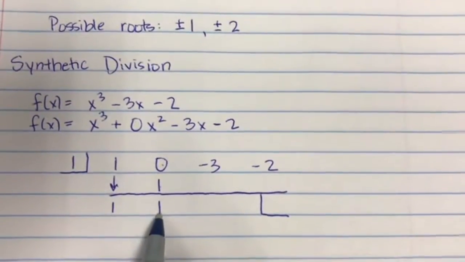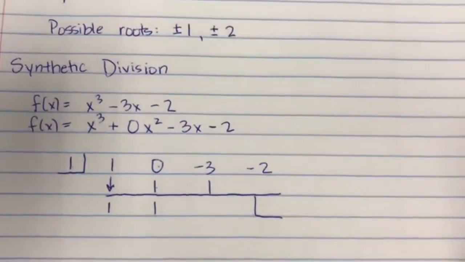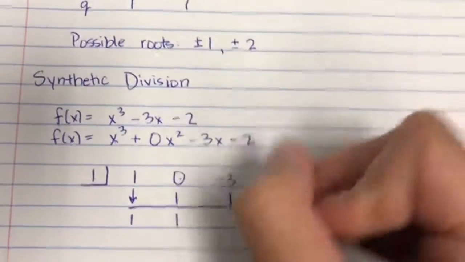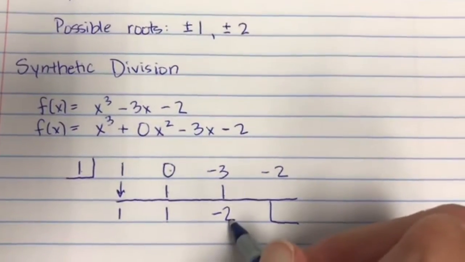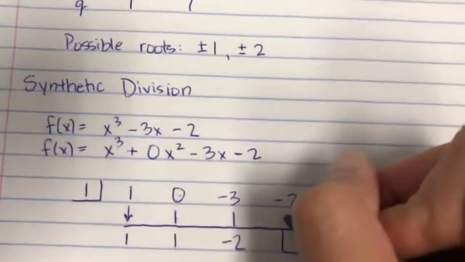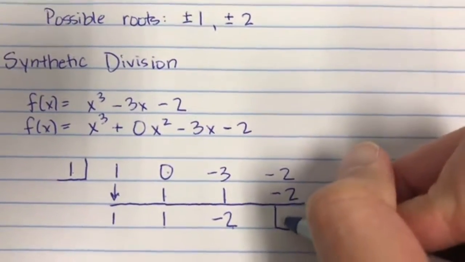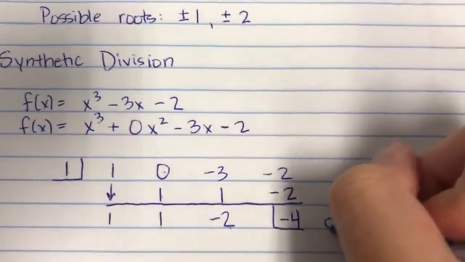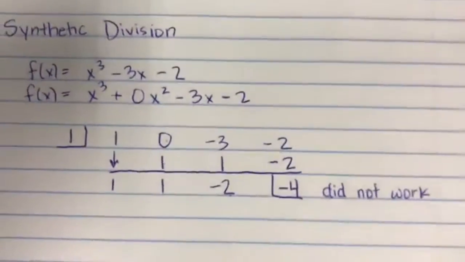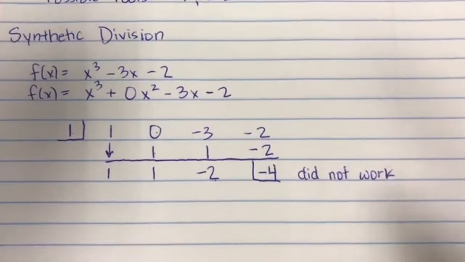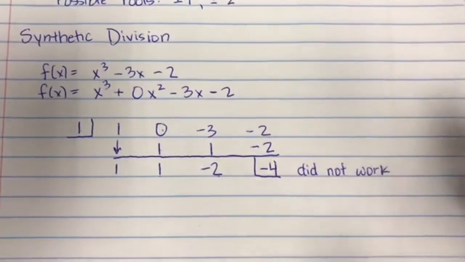Now I'm going to multiply my result again by the little number in the box. 1 times 1 is 1. Then I'm going to add -3 plus 1. It's a -2. Multiply my result by the number in the box. -2 times 1, that's -2. And then I'm going to add up the numbers above the line. That gives me a -4. So that didn't work. We did not end up with a 0, which means that number did not divide nicely into the original polynomial. We had a remainder. And when we have remainders, it means that these numbers were not factors.